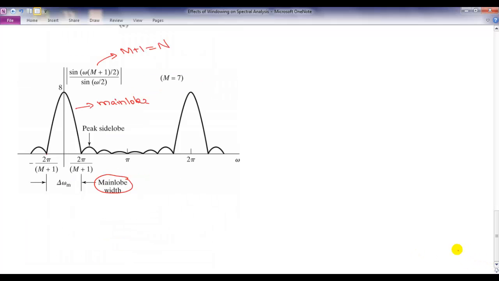If you want to distinguish between two frequencies, you better make sure that the frequencies are far away from each other in relation to the width of the main lobe of your window. Okay. And as we will see, this main lobe width is inversely proportional to the length of the window.